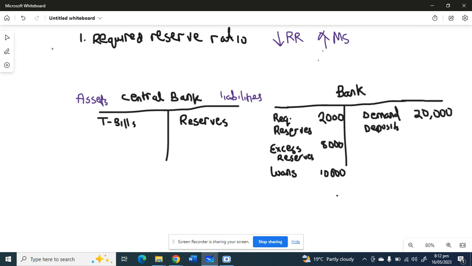If the central bank wants to reduce the money supply, it will increase the required reserve ratio, meaning the percentage of money that the bank needs to keep whenever you deposit is going to be higher than the amount of money they can loan out.